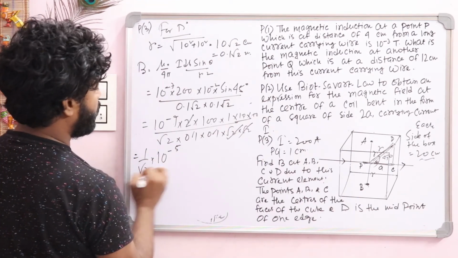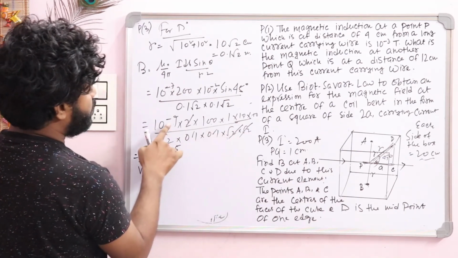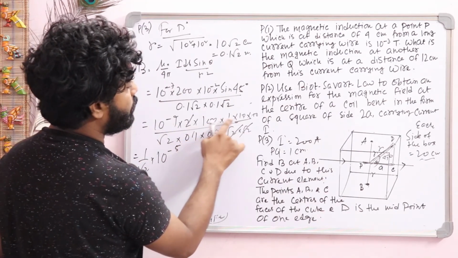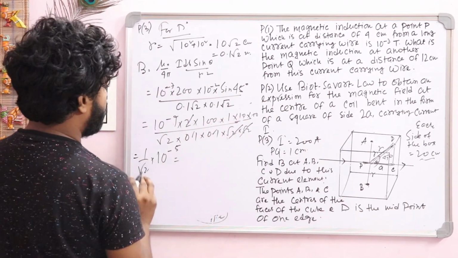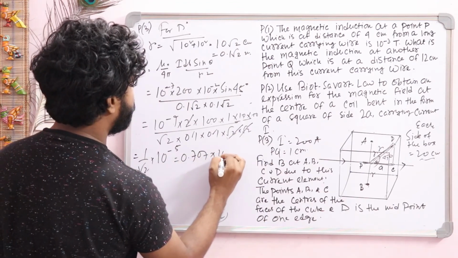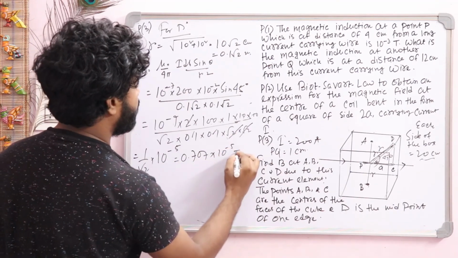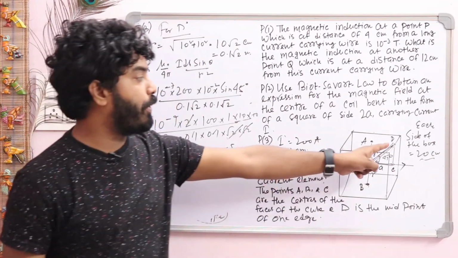root 2. Check it, this one is 1 by root 2, so this one is 1, okay, this is 10 to the minus 9, this one is 10 to the power 2, 10 to the power 2, that is 10 to the power 4, that is 10 to the power 5, yes, and the value of 1 by root 2, you know, 0.707 into 10 to the power minus 5 Tesla. Okay, so this is the expression of magnetic field at point D.